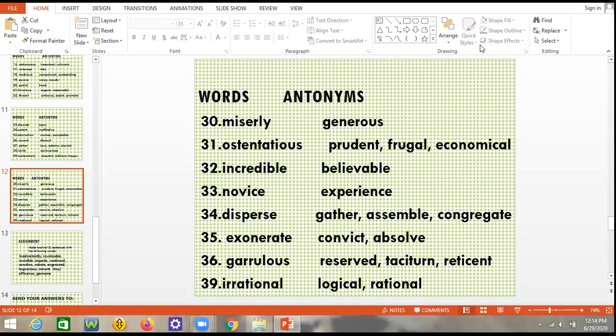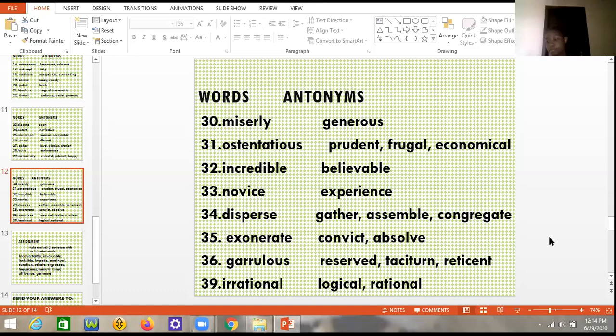Exonerate. Exonerate opposite is what? To convict, to absolve. Garrulous. Opposite is what? Reserved, taciturn. We find these words over and over. It's being used over and over. Reticent, taciturn, reserved. Opposite of garrulous. That means garrulous should be talkative, somebody that talks too much.